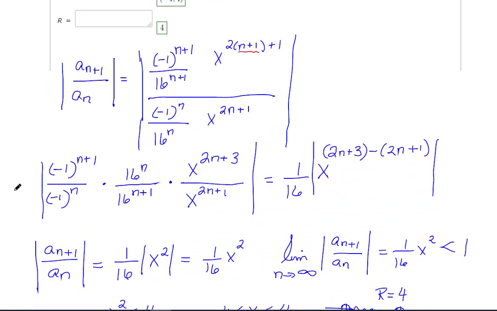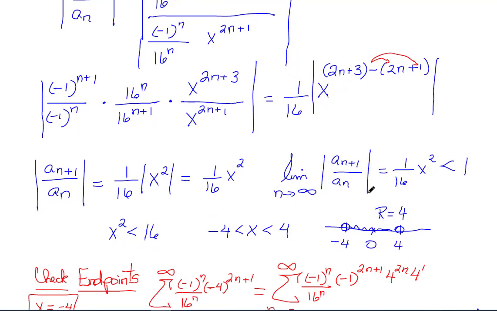Putting like things together, I get 1/16. I've got an x to the 2n plus 3 over x to the 2n plus 1. So top exponent minus the bottom exponent. And so what do I see? I get 1/16 absolute value, x squared. Because of the squared, I don't need the absolute value.